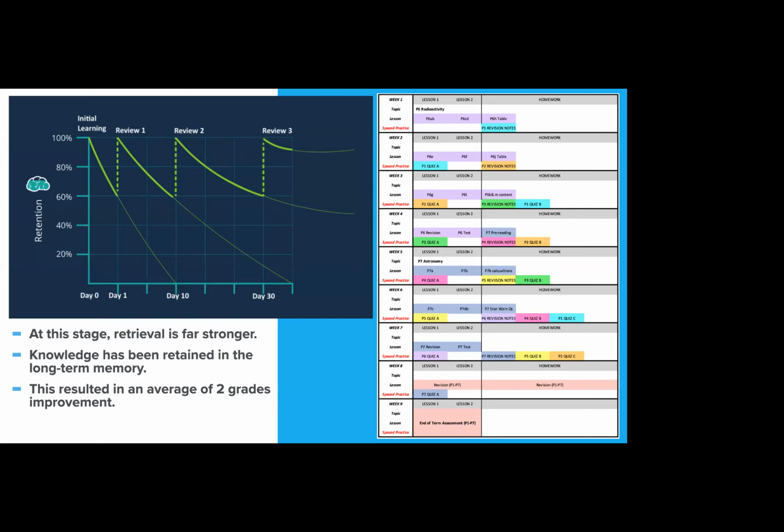There's a huge amount of research and literature which has shown that rereading notes just does not work. It doesn't result in retention. It doesn't result in understanding. The one thing that does is quizzing or testing yourself. That's why it's extremely important that students do past paper questions rather than just rewrite notes.